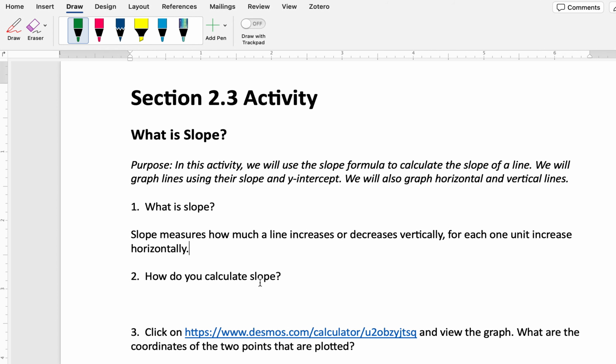How do you calculate slope? There's a few ways that you can calculate slope. If you have a graph, you can count the change in y over the change in x.